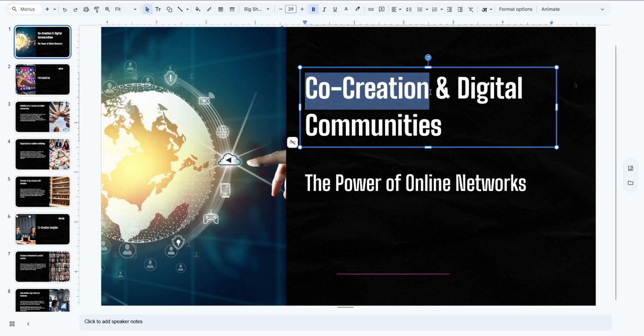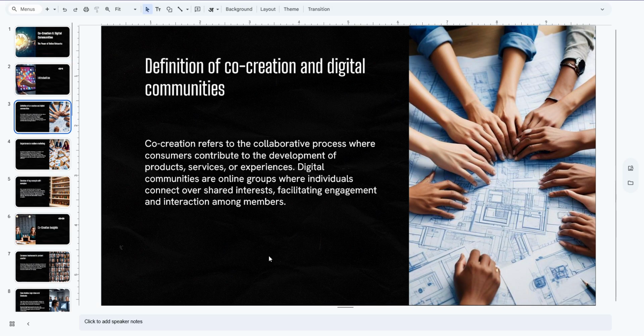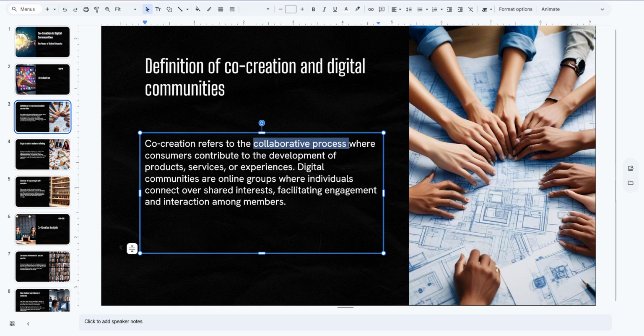So co-creation is similar to the concept of prosumers. It's just that prosumer is what they will be putting on their own channel, and co-creation is while they are creating it along with the brand. So co-creation refers to the collaborative process where consumers contribute to the development of the product, services, or experiences.